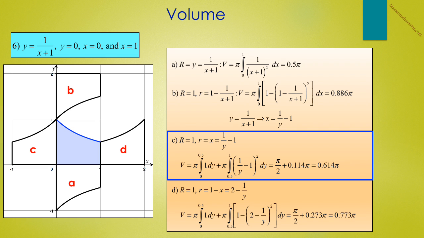So for the lower washer, capital R is always equal to 1. But for the upper washer, R is equal to x, which is equal to, as we just saw, 1 over y minus 1. So therefore, V equals pi integral from 0 to 0.5 of 1 dy plus pi integral from 0.5 to 1 of (1 over y minus 1) squared dy. And when we do the math for each, we end up getting 0.614 pi.